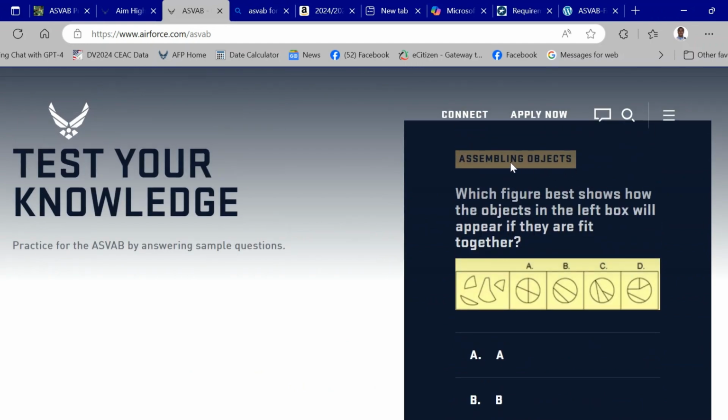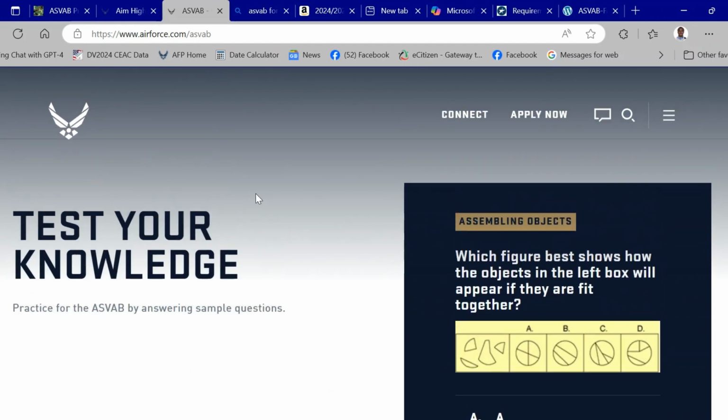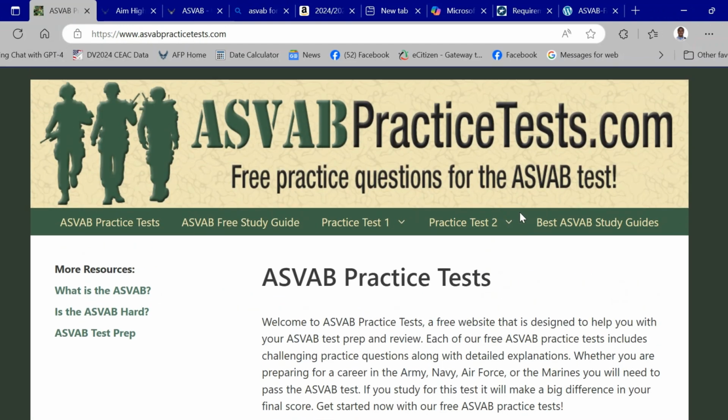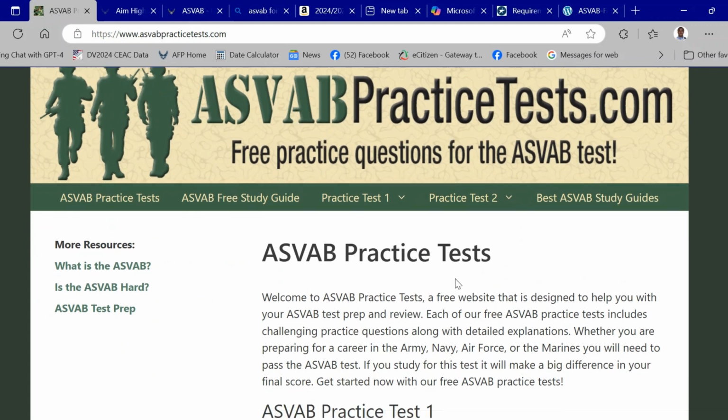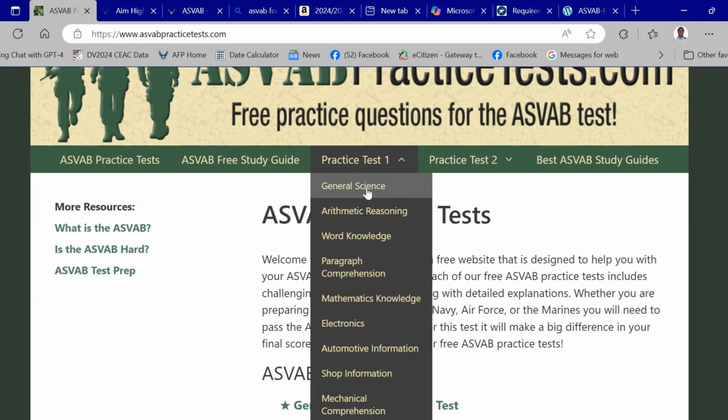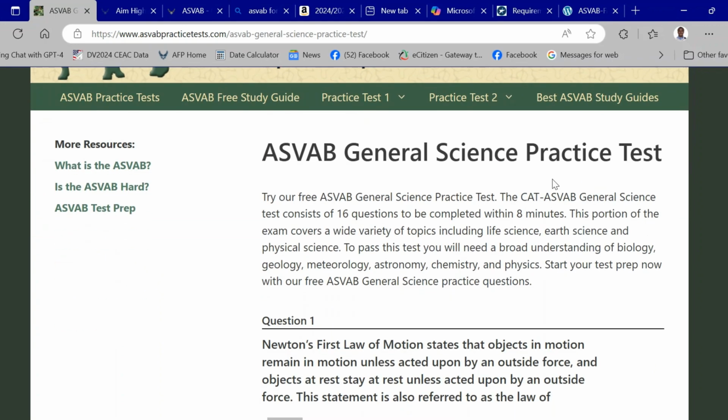This one is from assembling objects. However, the right website I do recommend is this one. For you to practice the ASVAB, go to www.asvabpracticetest.com. Here you'll find the right questions for you to practice. You can click this one, general science, you see.